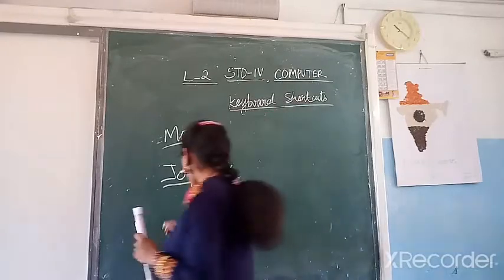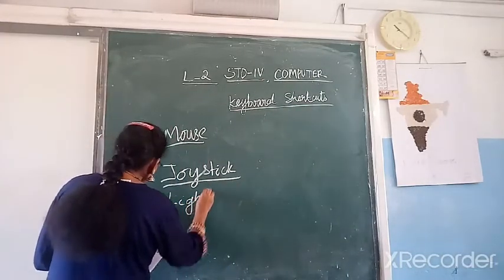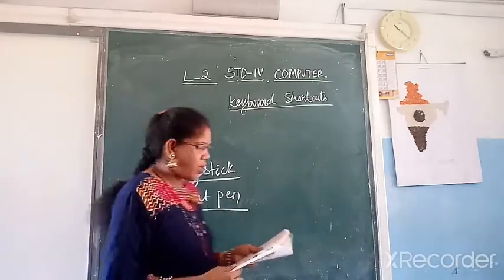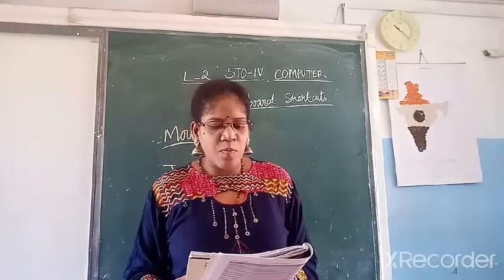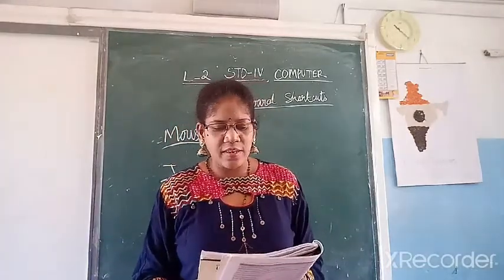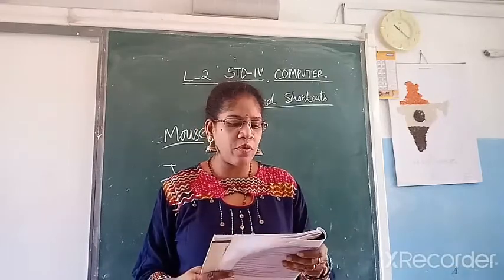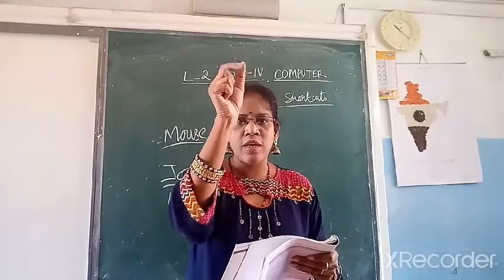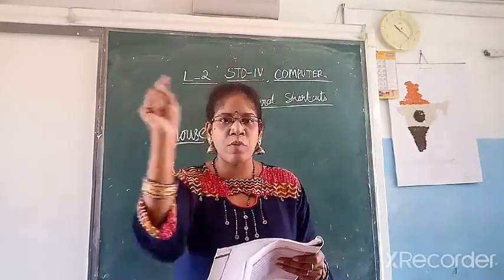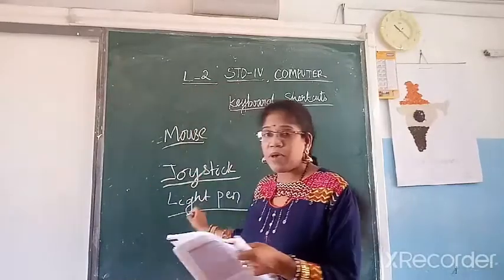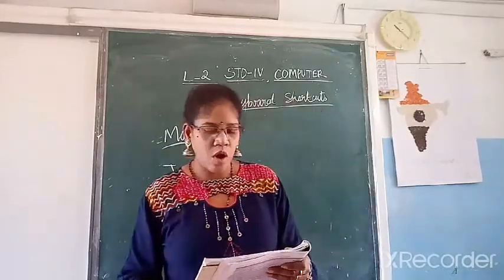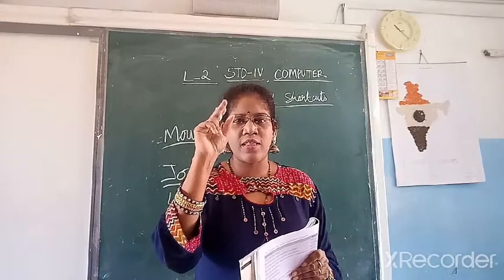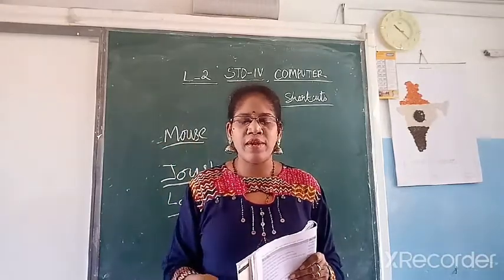The next one is the light pen. A light pen is a pointing device like a pen. It can be used to choose a menu option. How do we do it? We go to the file menu and click, and some options come. Instead of taking the mouse pointer near the file and clicking, we can use this light pen. It's like a pen.